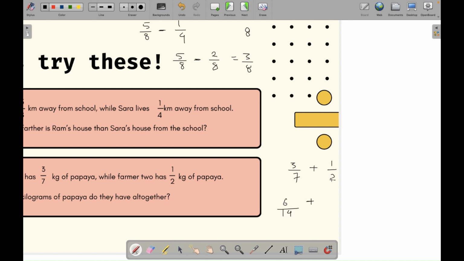Similarly, if I multiply 2 with 7, I'll get 14, so I should multiply 1 with 7 as well. So 7 by 14. Now if I add both these numbers, I'll get 6 plus 7, which is 13 by 14. So this is the answer. In the next class, we are going to start with multiplication.